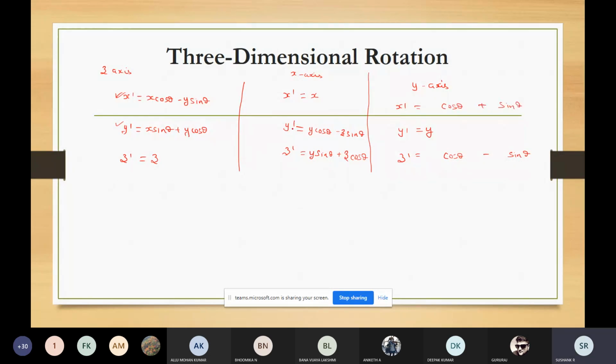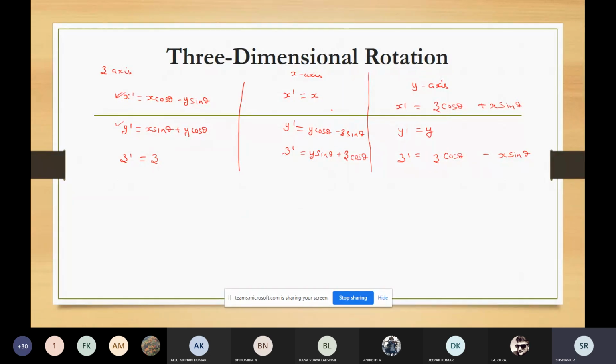So x dash is equal to x cos theta minus y sin theta, that is x minus y. Here it will be z minus x. Here it will be z plus x. That's all. So like this, you can remember the formula. If you know one formula, you can derive the other one. For this, you can easily remember from the 2D rotation. For that, I'm just adding the z parameter.